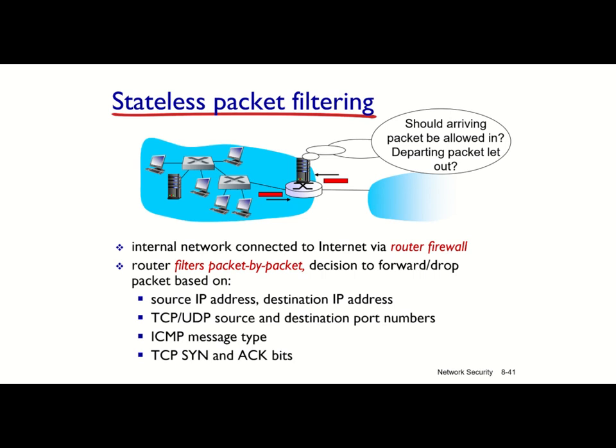And this decision is made based on the source IP address and destination IP address of the packet. Also, TCP and UDP source and destination port numbers affect such a decision, and then ICMP message type and TCP SYN or ACK bits can also be decisive in whether the firewall router allows specific packets to come in or get out of a local area network.